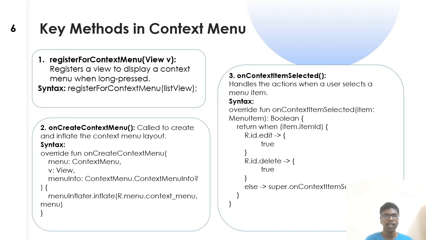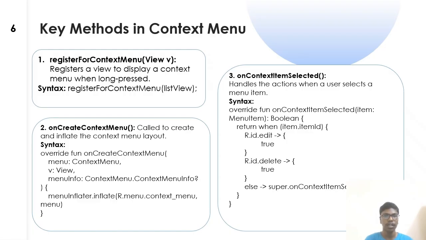These are the three essential methods you need to understand for implementing context menus in Android. First, registerForContextMenu. This method registers a view to display a context menu when long pressed. The syntax is straightforward. You simply call registerForContextMenu and pass your view. In this example, a list view. This is typically done in your onCreate or onViewCreated method.